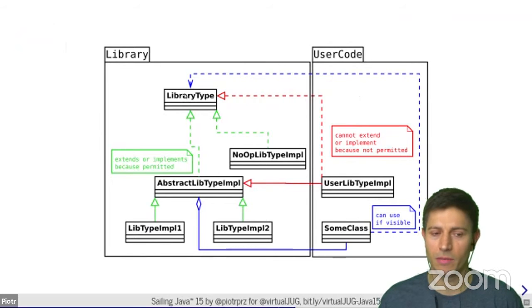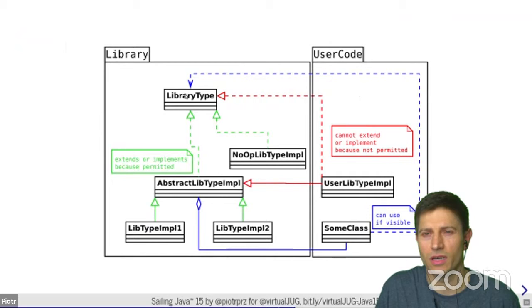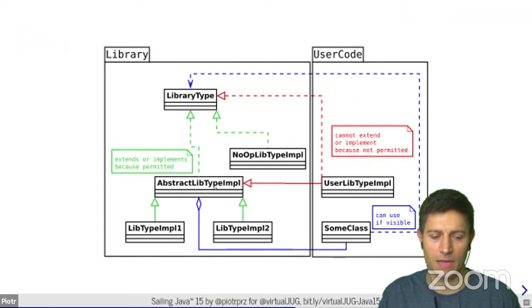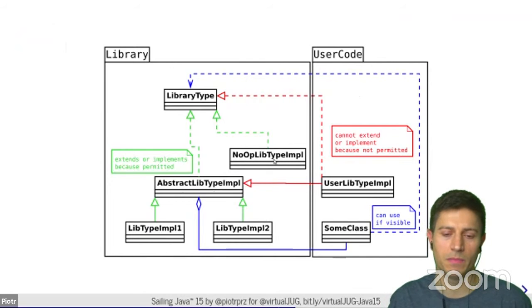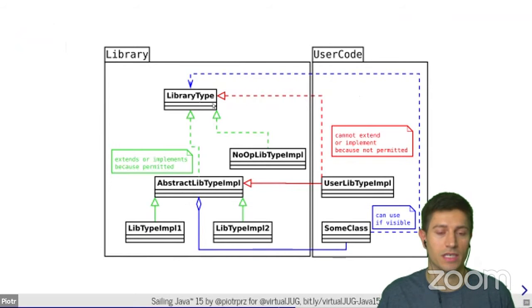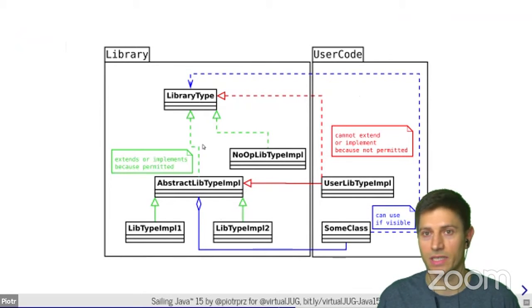And we have our library type, let's say some kind of a calculator or a logger or whatever, just some utility, and it's an interface. We want to permit only these implementations: abstract libtype implementation, libtype implementation 1 and 2, and no-op libtype implementation, because we master these classes, we don't expect any other classes to be extending it, and so on. And these are these green arrows for inheritance or implementation.